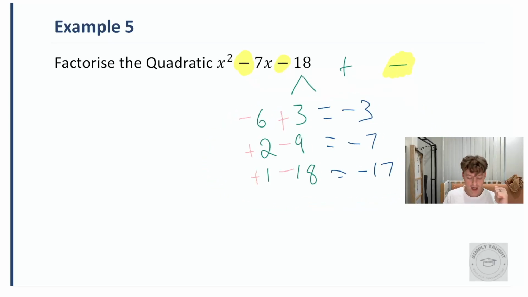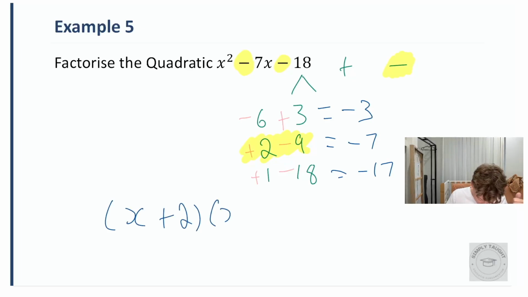There we go. And I can see the pair of numbers I need is this pair here: positive 2 and negative 9. 2 minus 9 gives negative 7 and it multiplies to give negative 18. So again, I write my numbers in my brackets. I've got x plus 2 and x minus 9. And that is how I factorize every single type of monic quadratic.